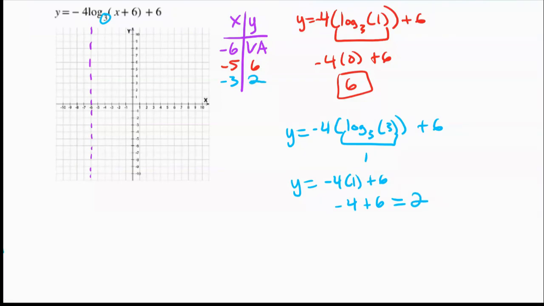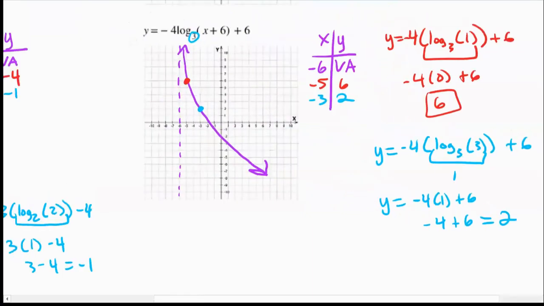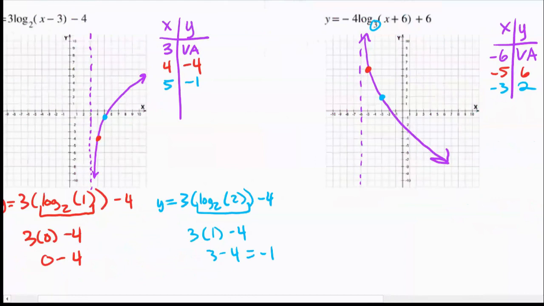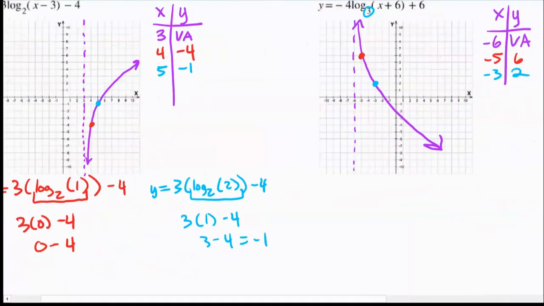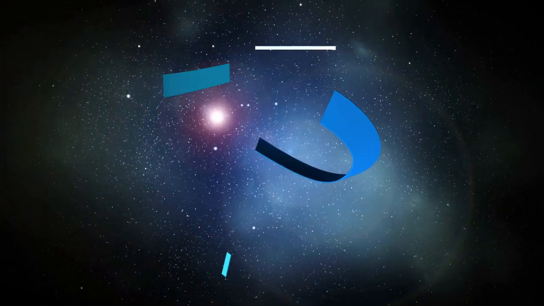Now when I plot these, I have (negative 5, 6) and (negative 3, 2). It makes sense that this is going down because my a value is negative, so it makes sense that this is pointing in this direction. Really what's important is choosing the right x values to graph, then simplifying your mathematics and plotting your vertical asymptote and two reference points.